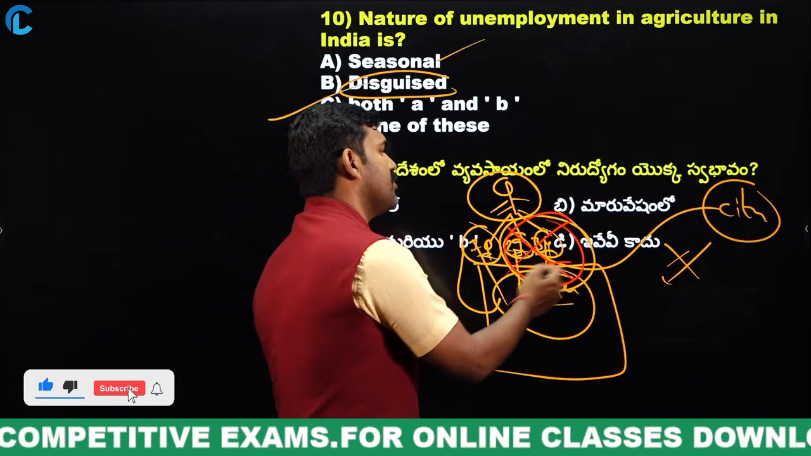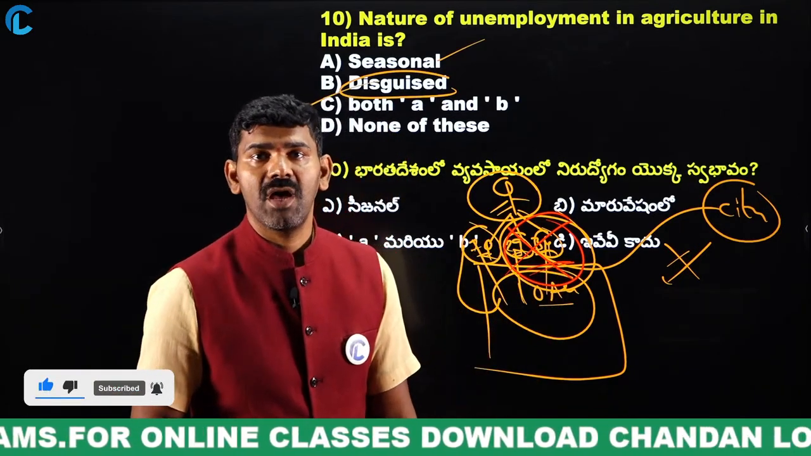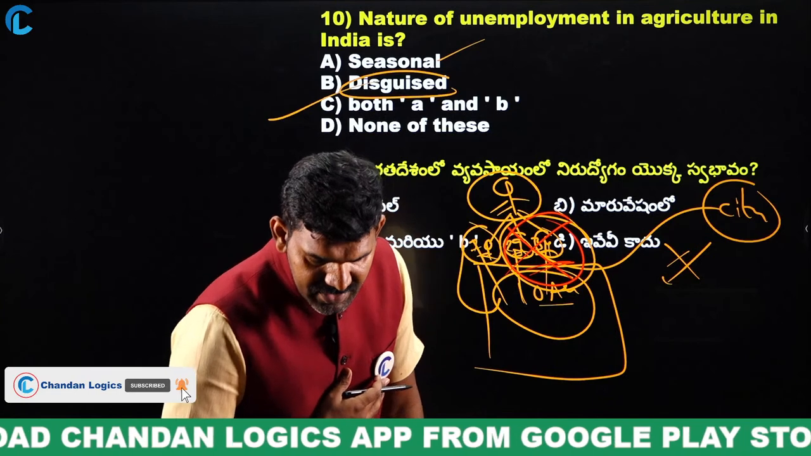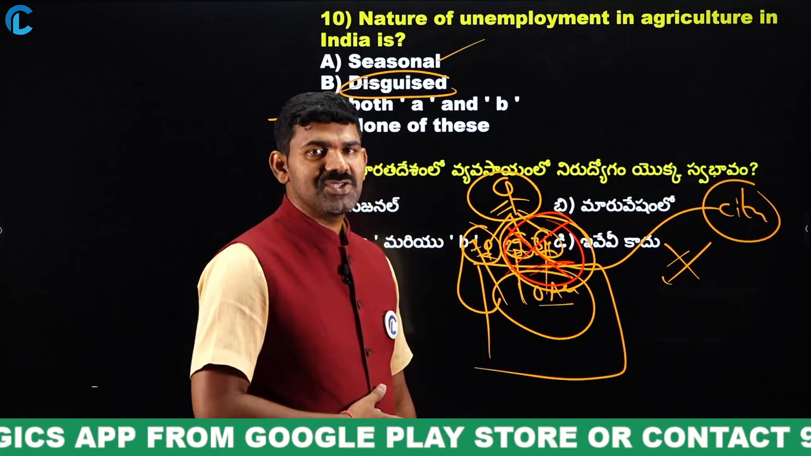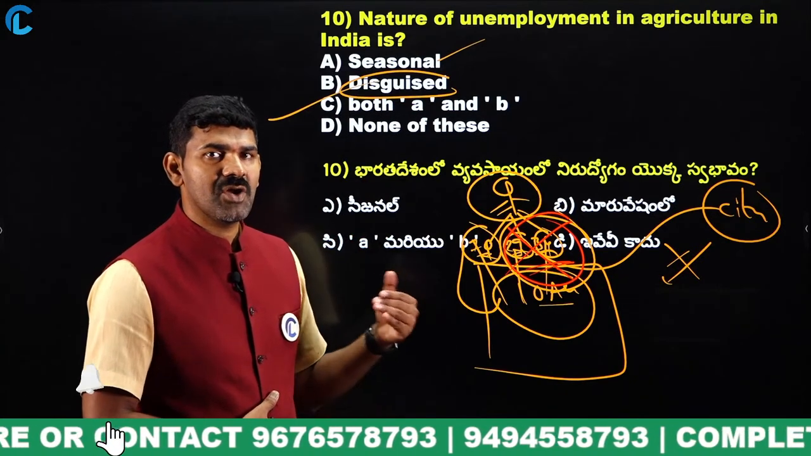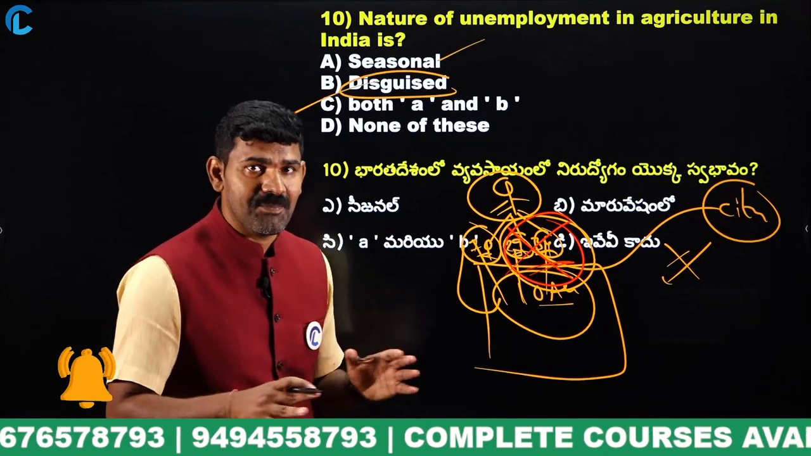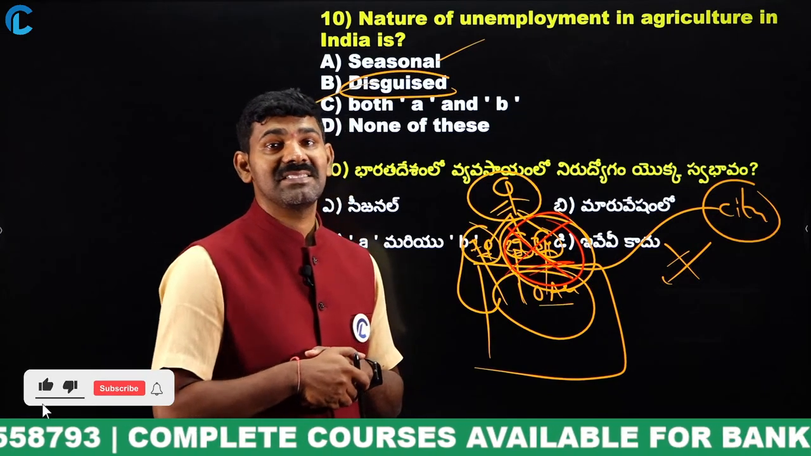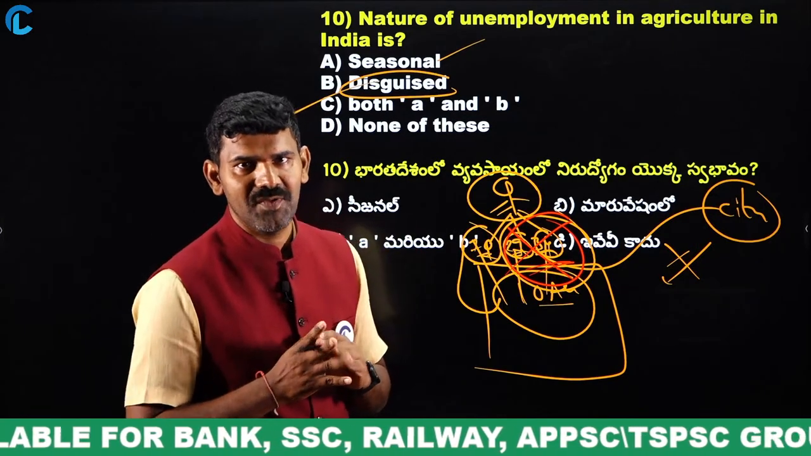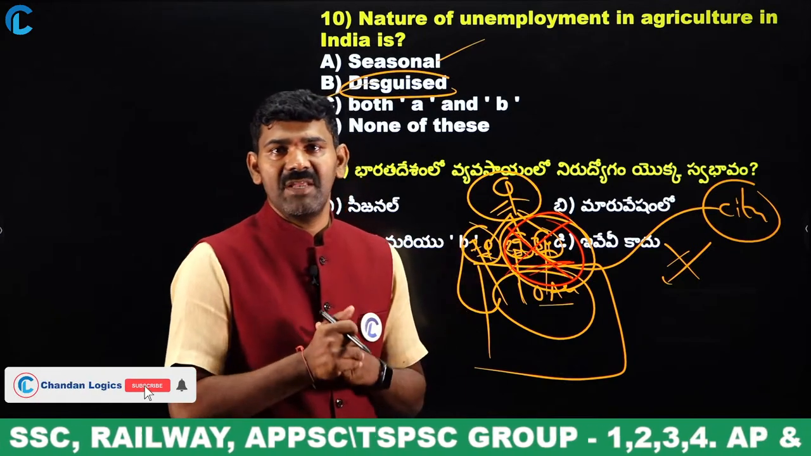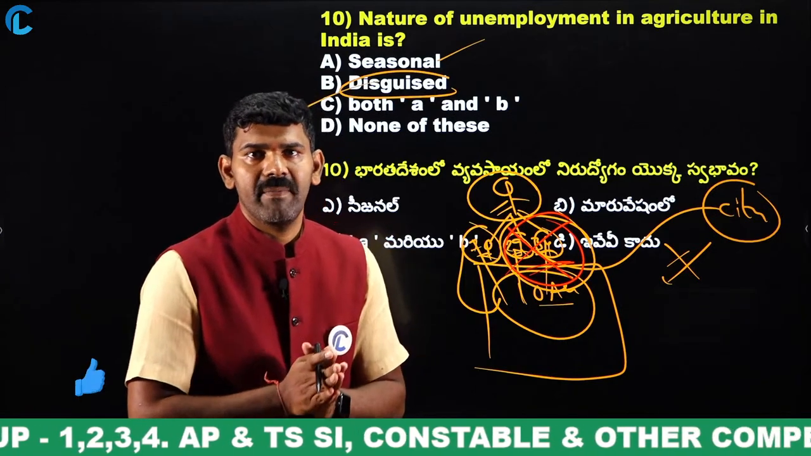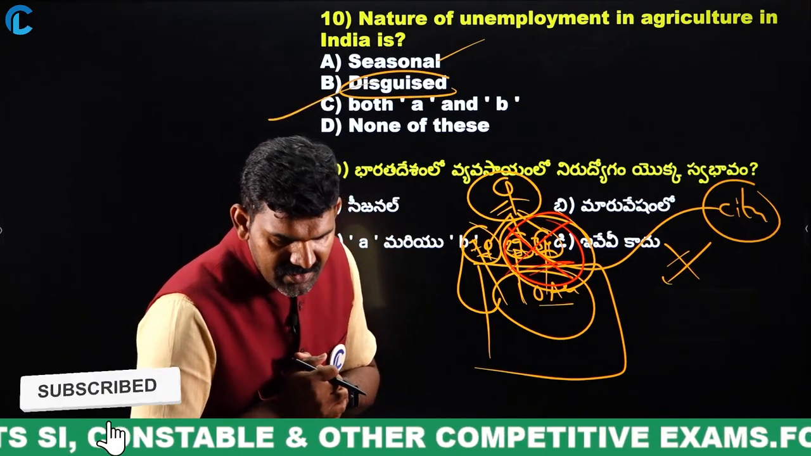Means these 2 people are said to be having what? Disguised unemployment. What is that called? Disguised unemployment. Is that clear, heroes? Yes? Okay. Disguised unemployment ante prachanna nirudyogita ani cheppesi antam. So this is what I said in English, the same thing I have repeated in Telugu. In the presence or absence of any person, there is no change in the productivity. That kind of unemployment is called what? Disguised unemployment. Did you all understand? Yes, heroes, did you all understand?